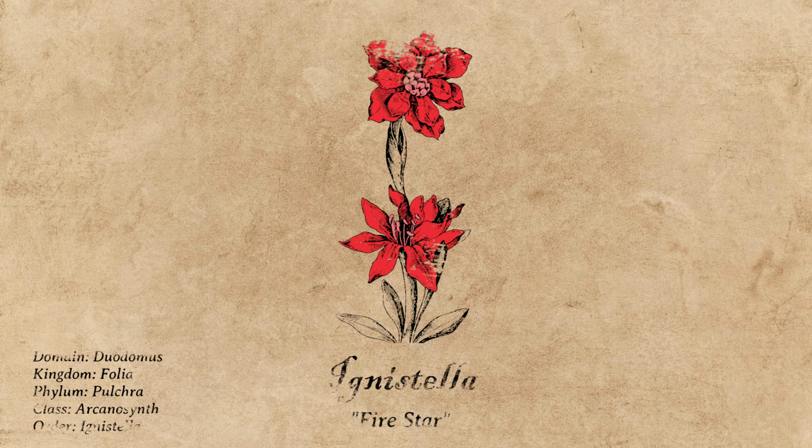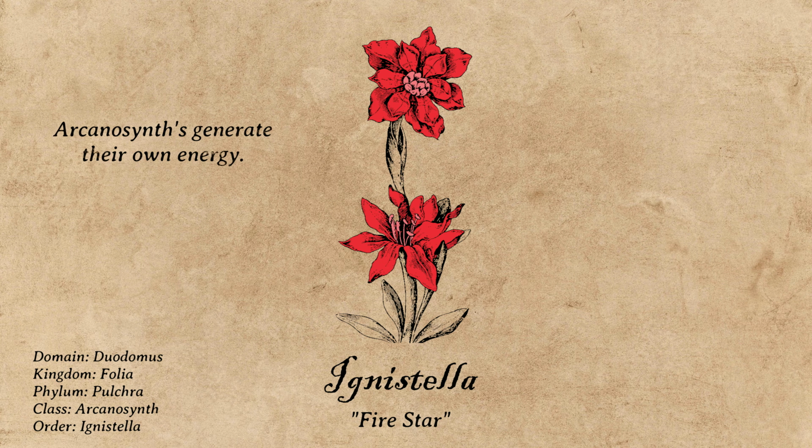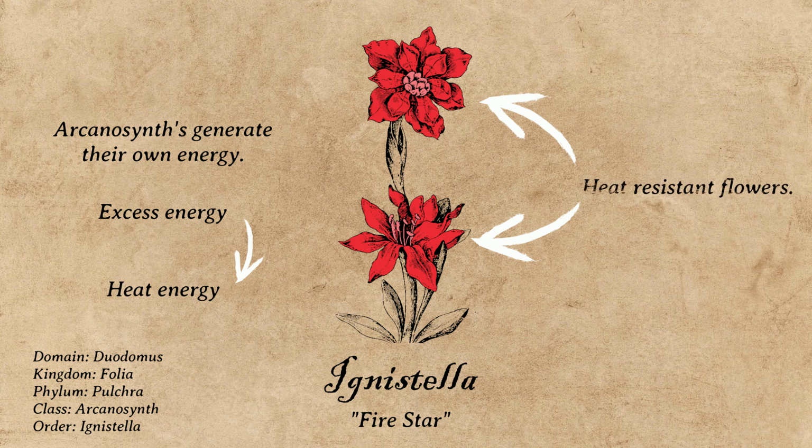Also standing out among the rainforest flora is the star-shaped crimson-coloured Ignis stella, which utilise the fictional process of energy synthesis to generate their own energy. Here is a link to my video on energy synthesis for more information on how it works. The Ignis stella converts any excess energy generated into heat, which gathers within its flowers that have evolved to be resistant to high temperatures, and protect Ignis stella from being eaten, effectively burning any creature that tries to touch them.